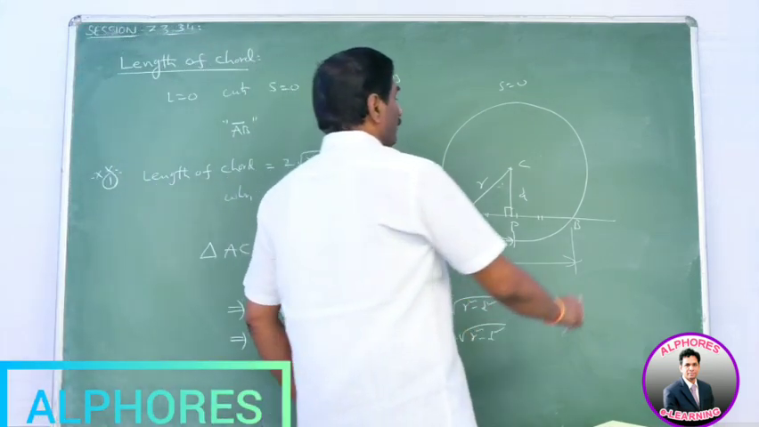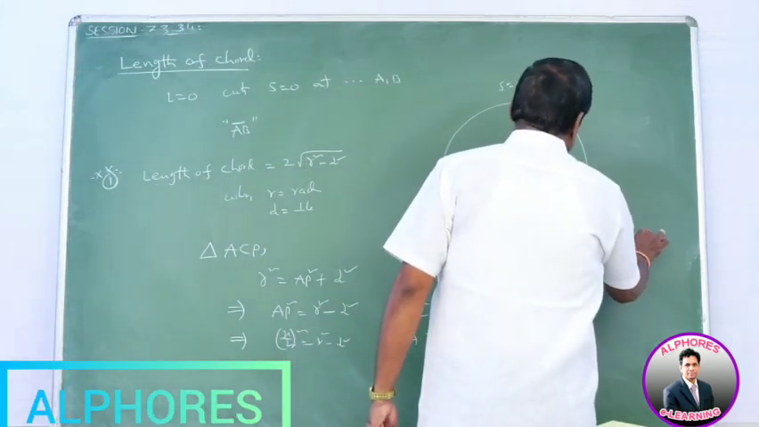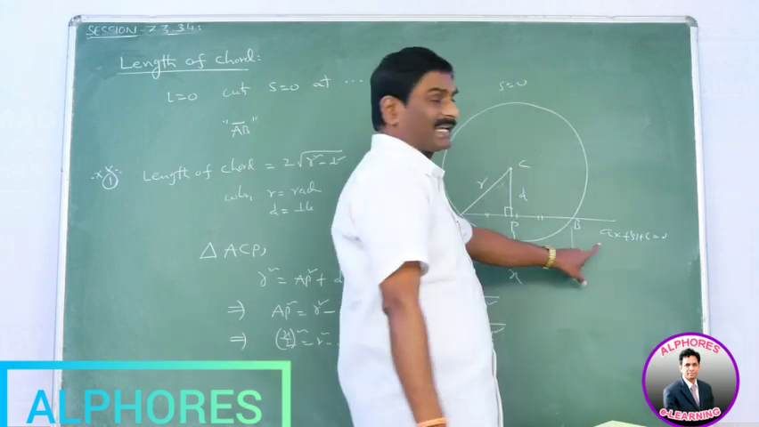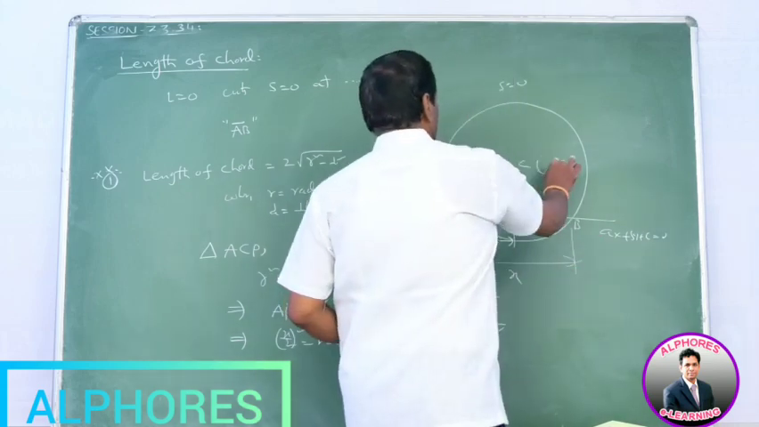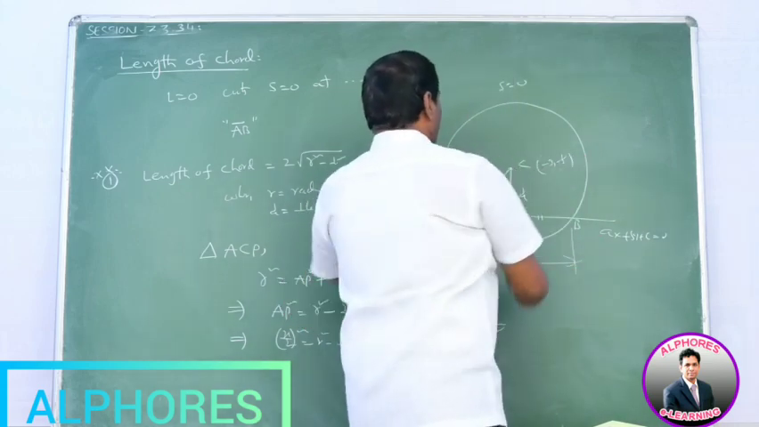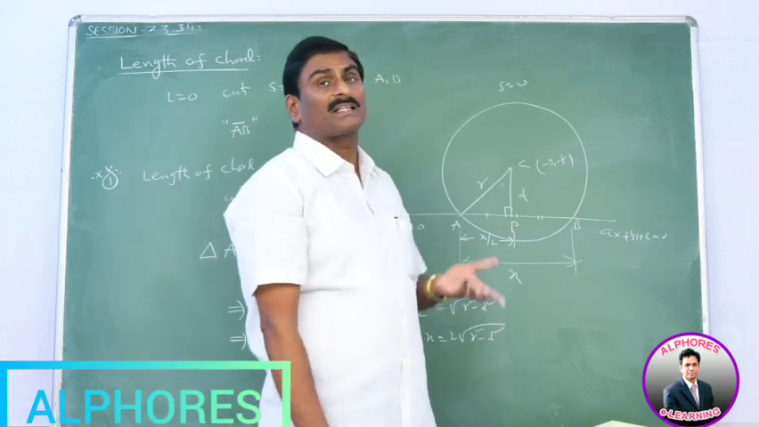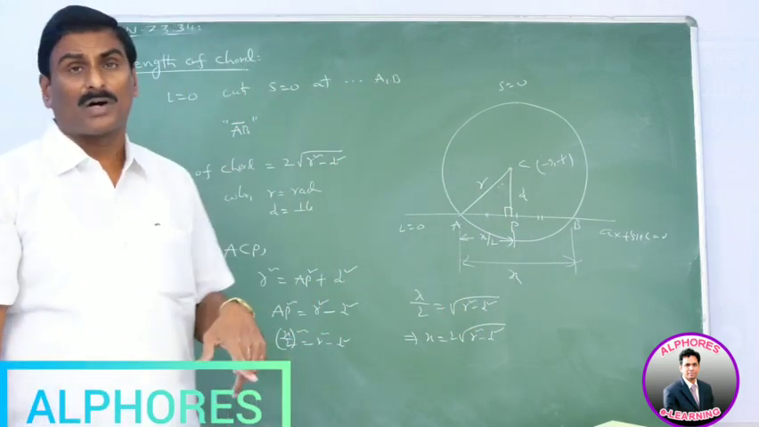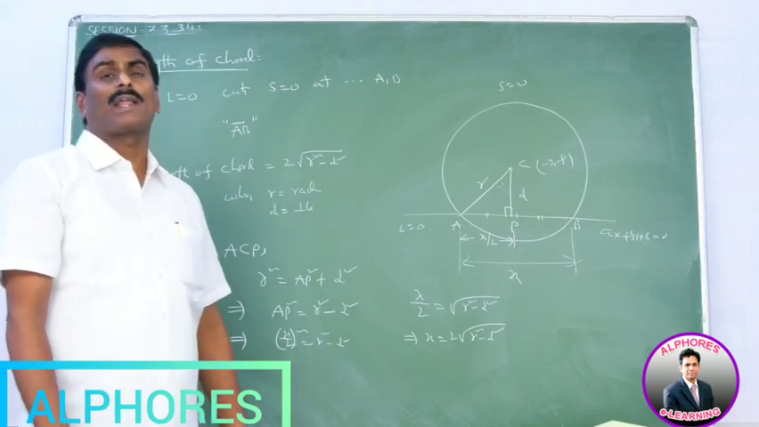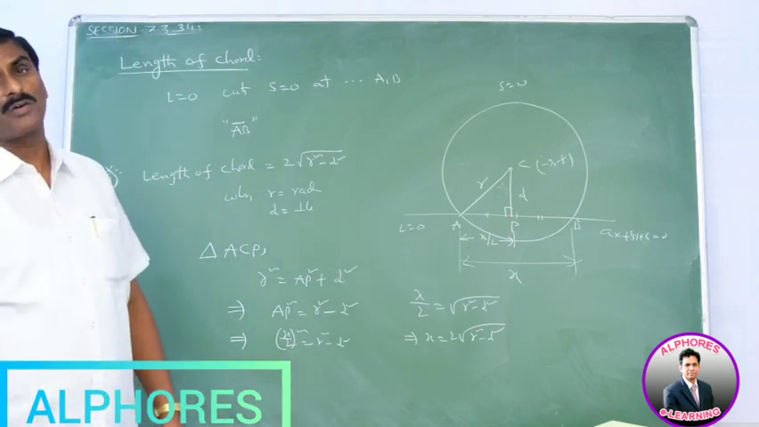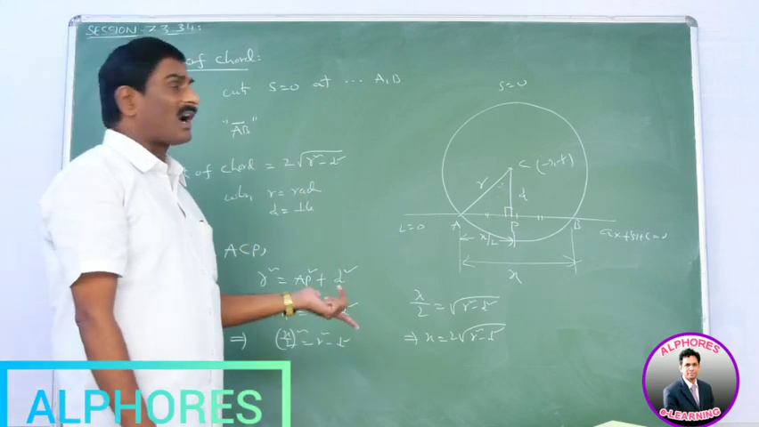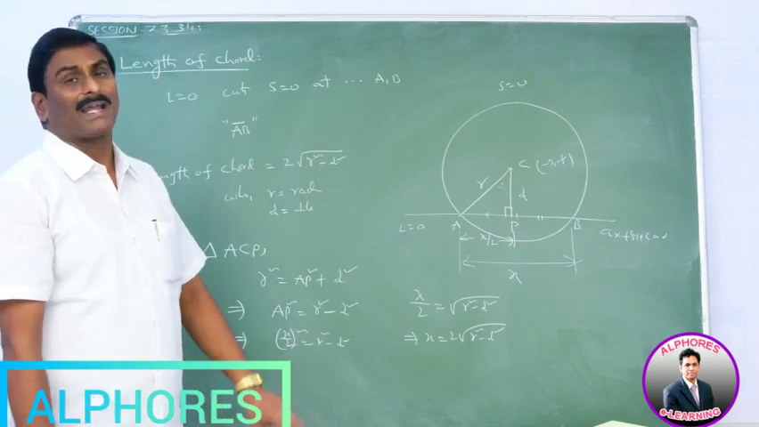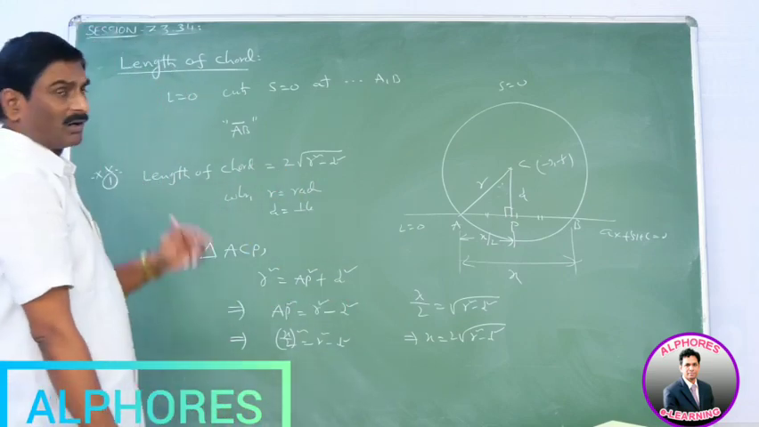For getting D, if the equation of the chord is ax plus by plus c is equal to 0, and the center of the circle is (minus g, minus f), the perpendicular distance from a point to the line is mod ax1 plus by1 plus c by root over a square plus b square. By using that formula, we find D. And R is the radius, R is root over g square plus f square minus c. Okay? Length of the chord.